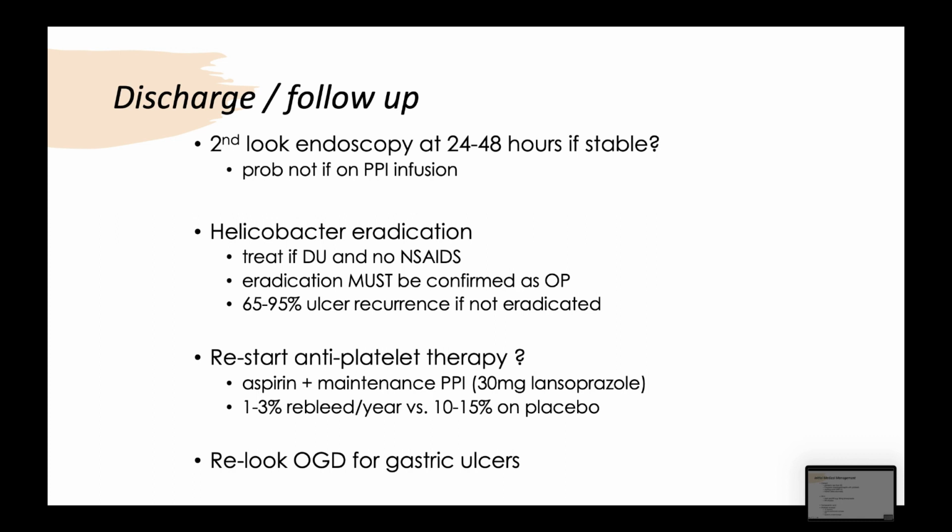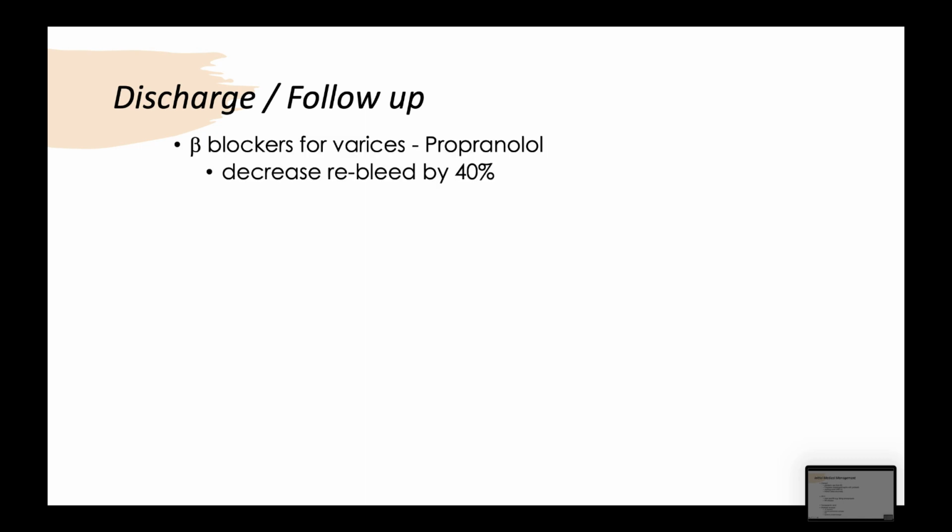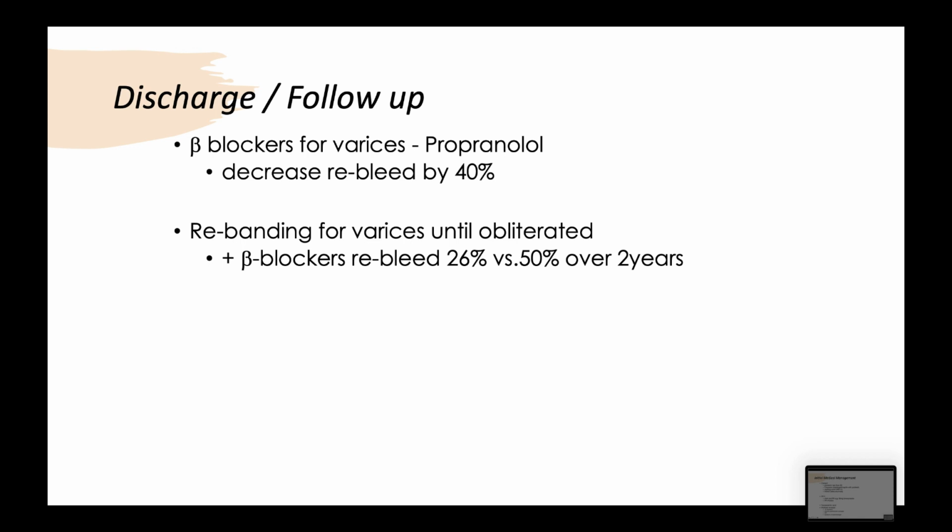And then you want to do a re-look with the OGD for any form of gastric ulcer, maybe if they still have symptoms or if they show active bleeding again. Okay. So other treatment includes beta blockers, especially for varices, and it's shown that they can decrease rebleeding by 40%. As well as this, you can also consider doing some sort of rebanding for varices. And here's just some more statistics that you can read over yourself.